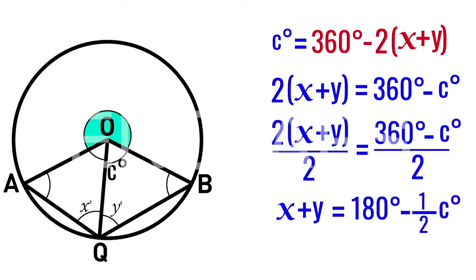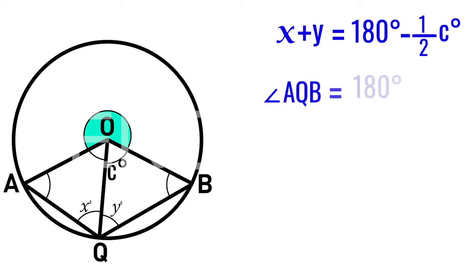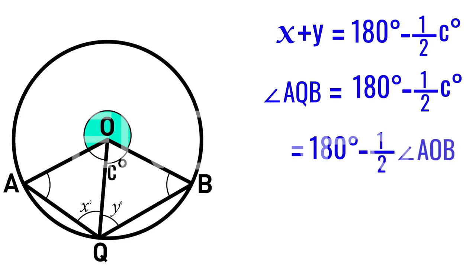where x plus y is angle AQB. So angle AQB is equal to 180 minus half of C, where C is the center angle, that is angle AOB. So the angle made below the chord is 180 minus half of the angle at the center, that is 180 minus half of angle AOB.